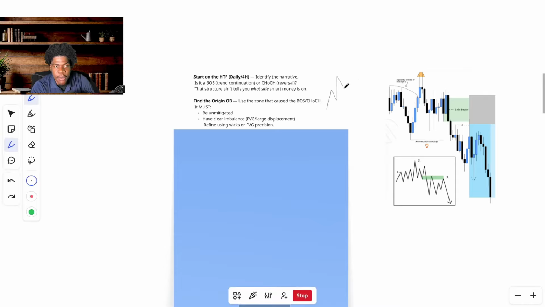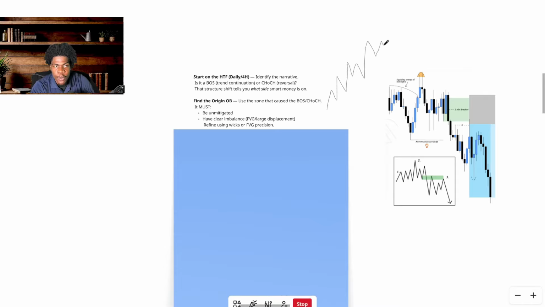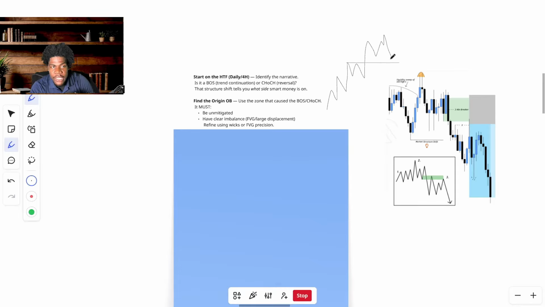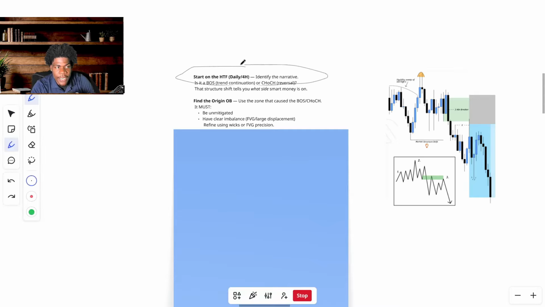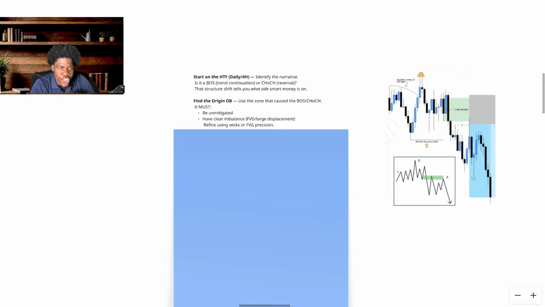Is price continuing, giving us consistent breaks of structure, where with every pullback price is going to respect the prior high to continue the trend? Or is price clearing an old high and then pushing down lower to give us a change of character, giving us a reversal type of setup? All of this starts on the higher time frames. You have to understand the higher time frame trend before you scale down to the lower time frames to see the overall picture. Once we identify the higher time frame narrative, we must find the origin order block.